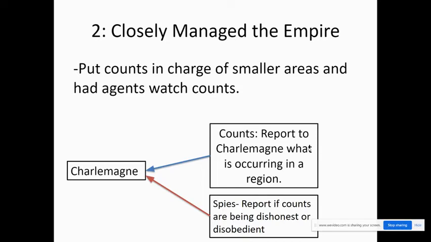So he closely manages the empire. So he puts what's called a count in charge of smaller areas and had agents watch counts. It looks a lot like a local system of government almost. Now, I don't want to call it government, but I think you can compare it in the fact that Charlemagne, who was on top, trusted a lot of people beneath him to run his empire. And so the reason they're called counts is because they are in charge of the area. And the word county, so like Pierce County, actually comes from counts.